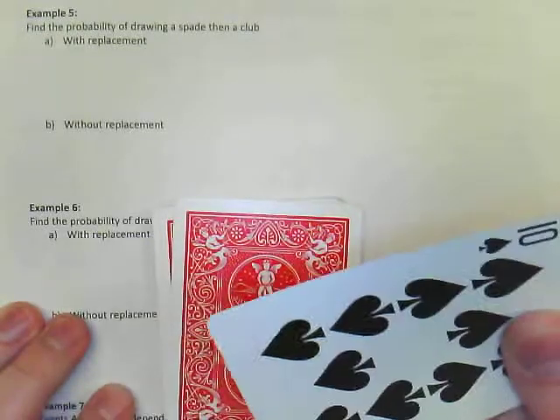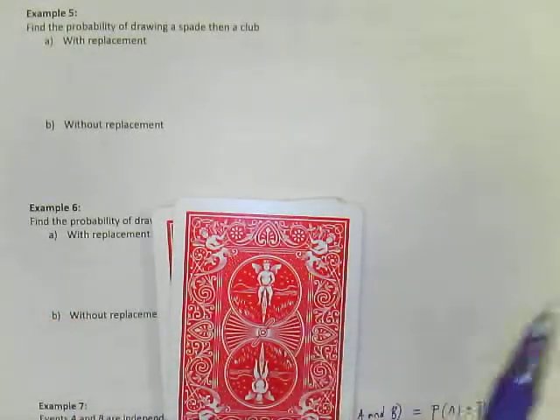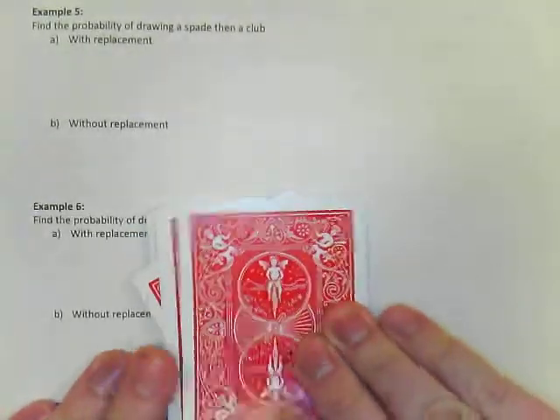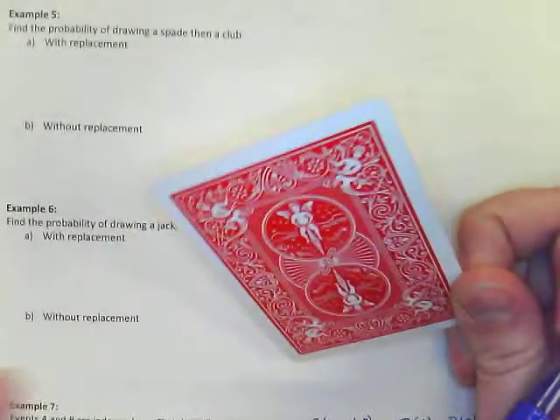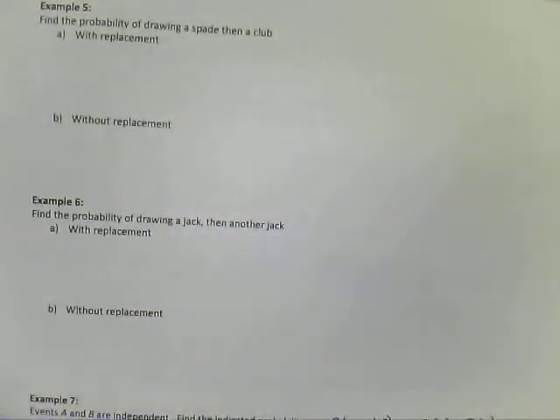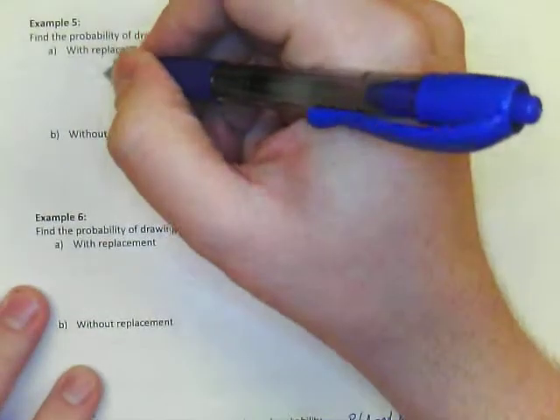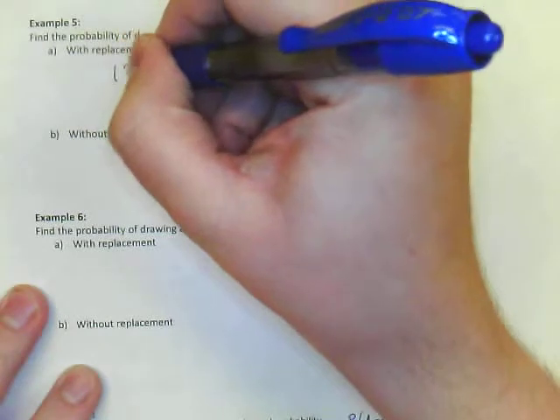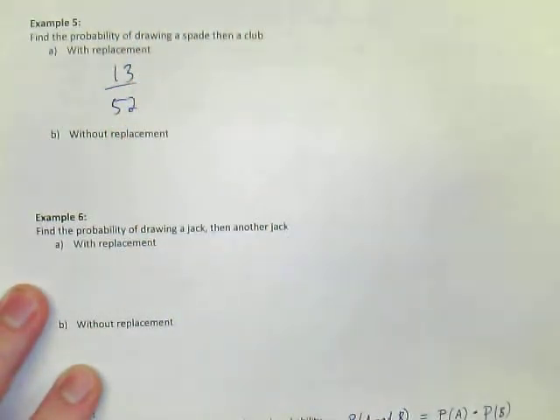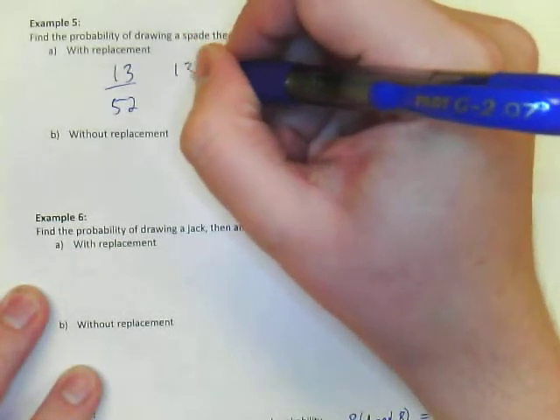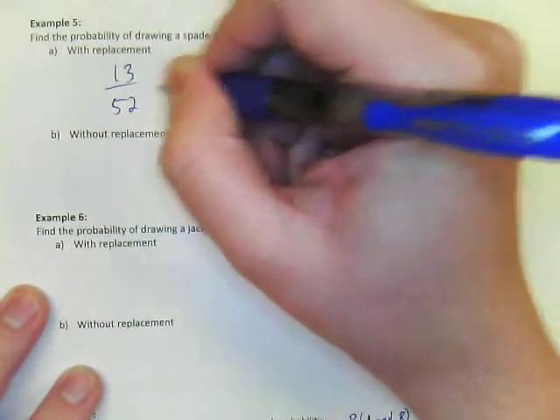So I've got my deck of cards here. I'm going to draw a spade, and then I'm going to stick it back into the deck, and then I'm going to draw a club. So that's what we're going to do first. Drawing a spade, and then a club, given that we're going to put that card back into the deck. Okay, so with replacement, the probability of getting a spade is 13 out of 52, because there's 13 spades and 52 cards total. The probability of getting a club is 13 out of the possible 52 cards.